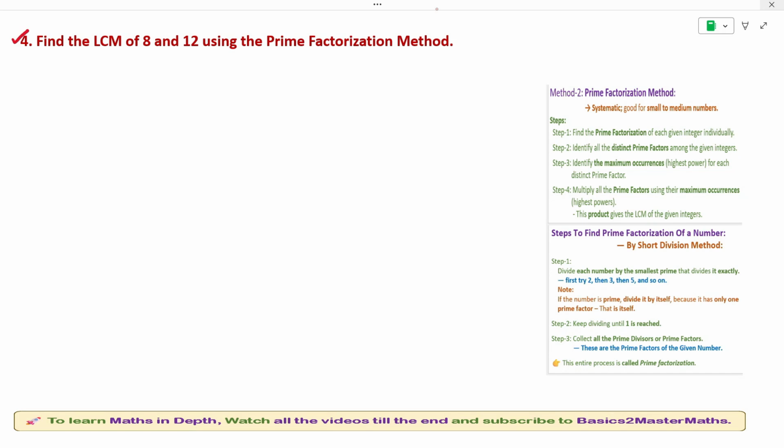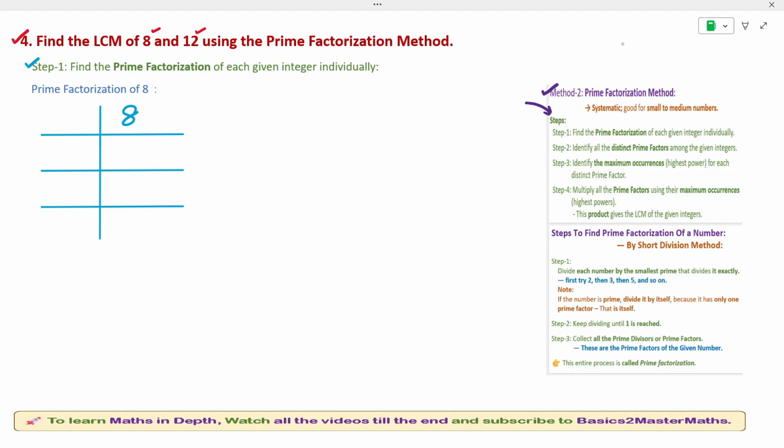We will find the LCM of 8 and 12 using prime factorization method. This method is systematic and good for small to medium numbers. Please follow the below steps so that you do not make any mistakes. Step 1. Find the prime factorization of each given integer individually.